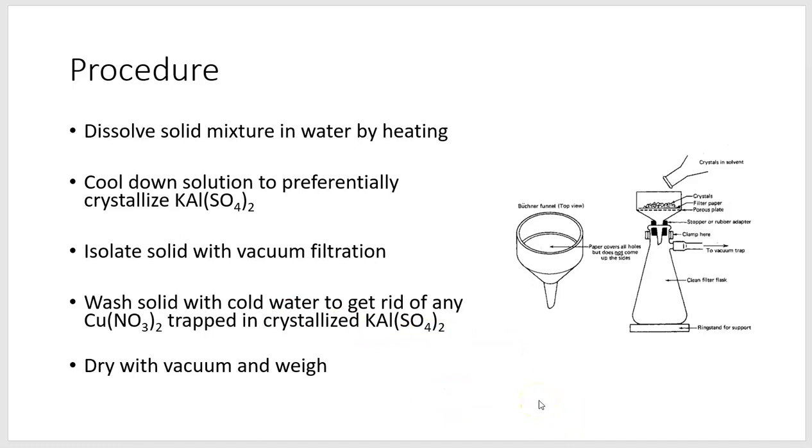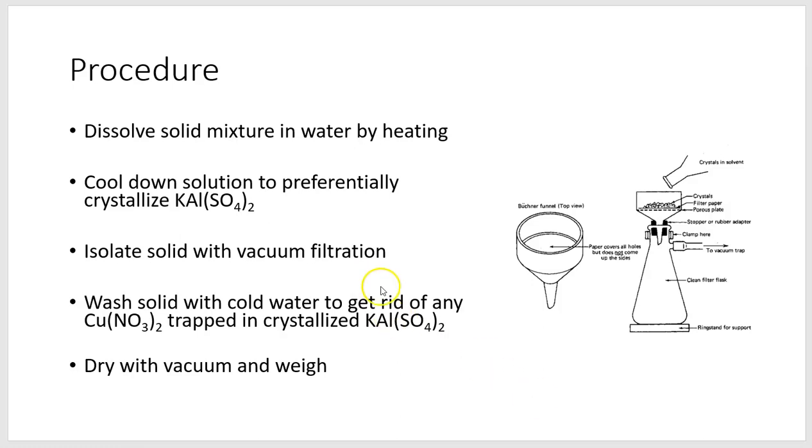So how does this procedure work? Well, just like I said, you're going to dissolve the solid in water with heating. You're going to cool it down. We're going to use ice to cool it down. Ideally, to get the best separation, you want to let it cool slowly. If you cool it down really quick, there is some tendency that the crystals of the alum will maybe trap some copper nitrate in the process of crystallizing, but we don't have all day for this experiment, so we will use ice to cool down our sample and get it really cold.